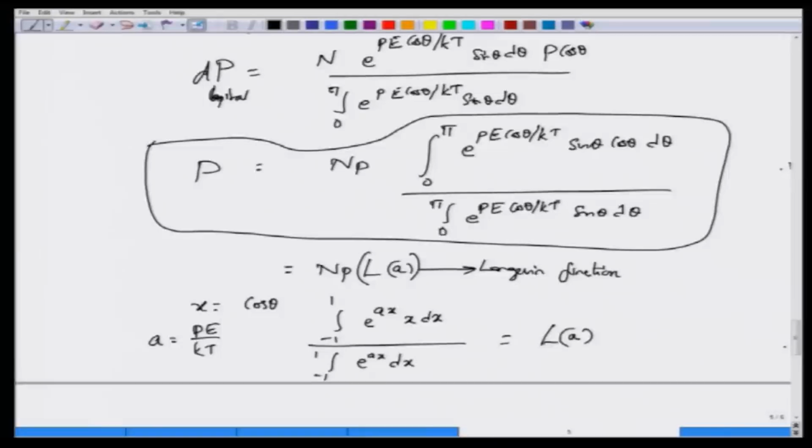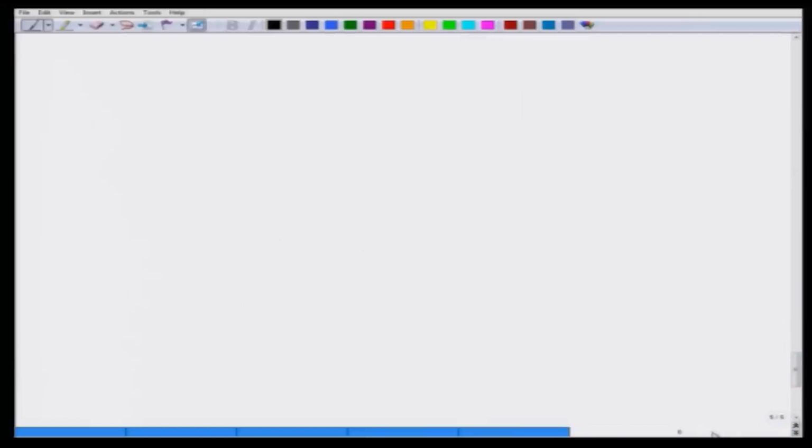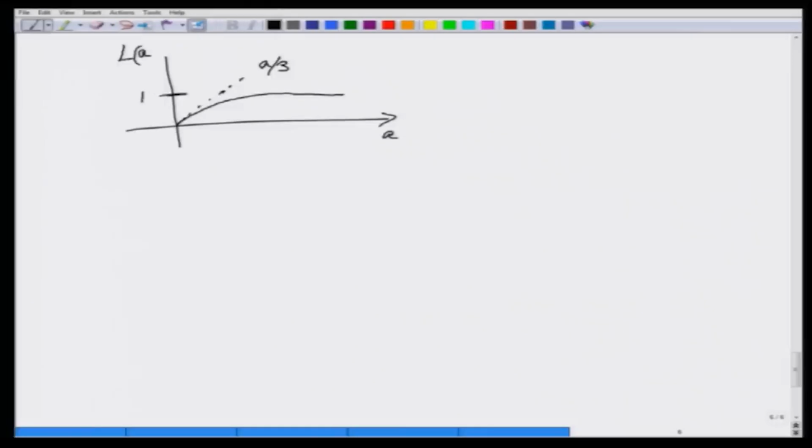Let us quickly sketch this Langevin function. If we sketch the Langevin function as a function of a, you will see that for small values of a, it will be equal to a by 3. However, as a starts to increase, it will curve like this and asymptotically approach 1. That is, for large values of a, the value of L of a will be equal to 1. For small values of a, it is equal to a by 3.